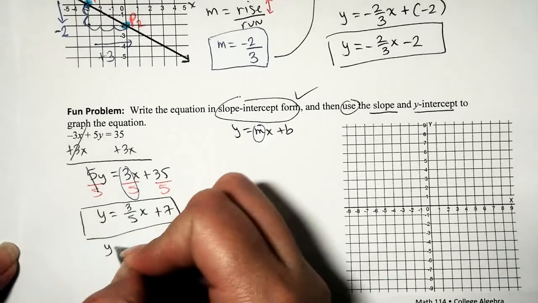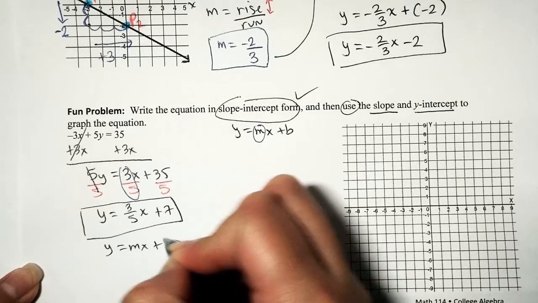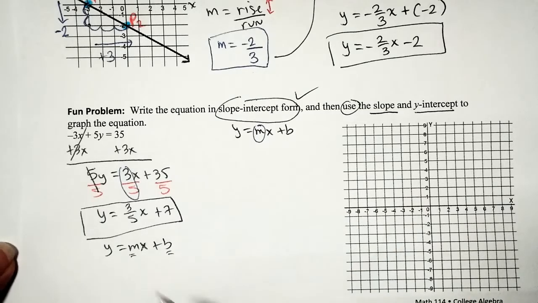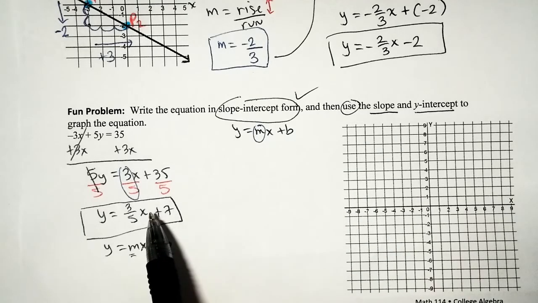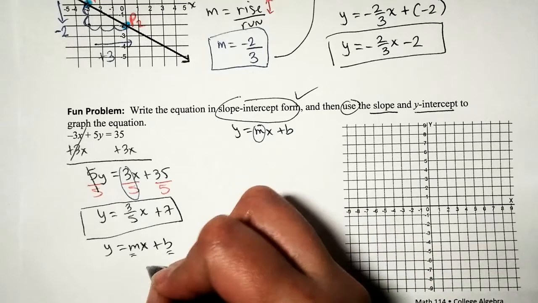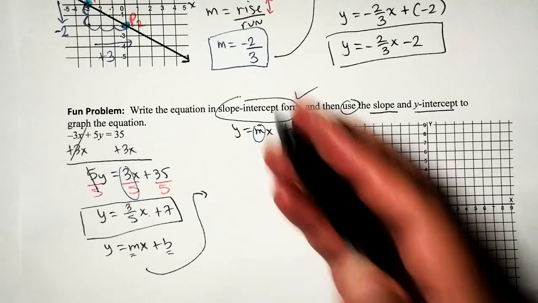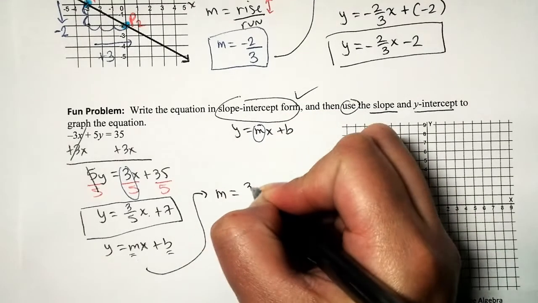Because this is in slope-intercept form, we can quickly identify the slope and the y-intercept. The coefficient of the x term will give us the slope. I'm out of space, so I'm going to do it right here. The coefficient of the x term is 3/5, so our slope is 3/5. So we're going to put m, or slope, equals 3/5.